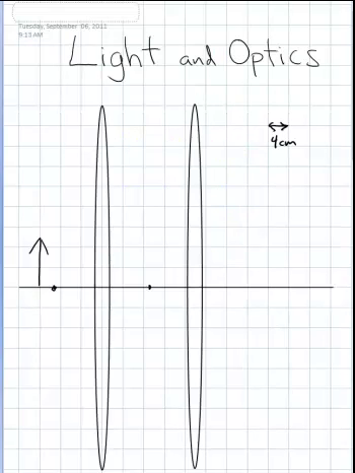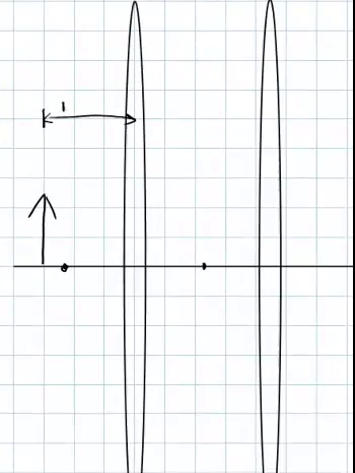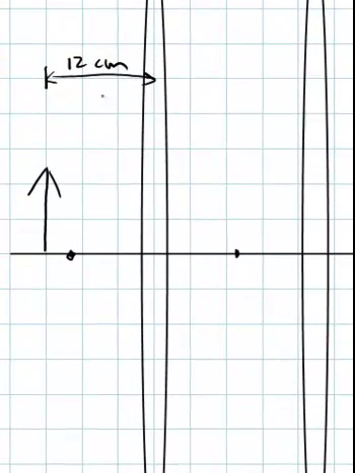Here are the two lenses and my object, and my scale is 4 centimeters, so each grid represents 4 centimeters. So let's see, that would put our object 12 centimeters to the left of the left lens. The lenses have a spacing of 18 centimeters.